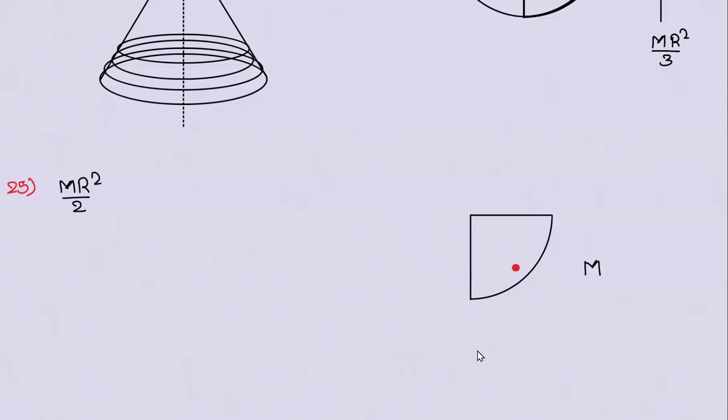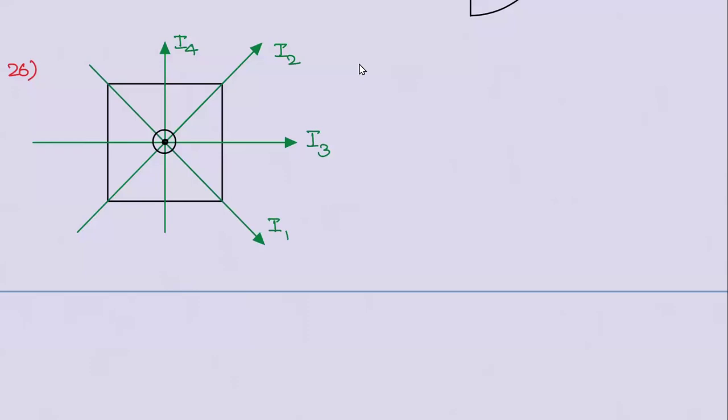Question number 26. What is the answer? I already discussed question number 26. Moments of inertia I3 and I4 are the same, and I2 and I1 are the same. If they are the same, you can write I1 plus I2 is equal to IZ, by the perpendicular axis theorem. Since I1 and I2 are the same, combining that, you can say IZ is equal to 2I1.